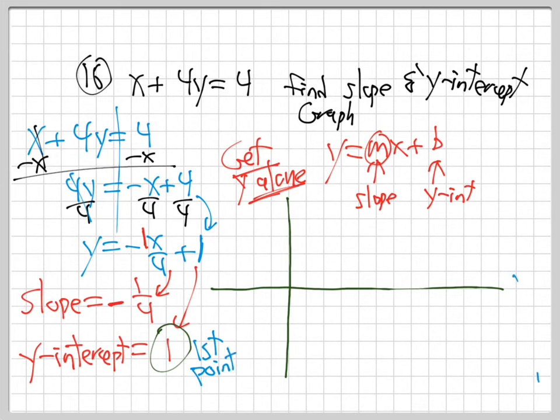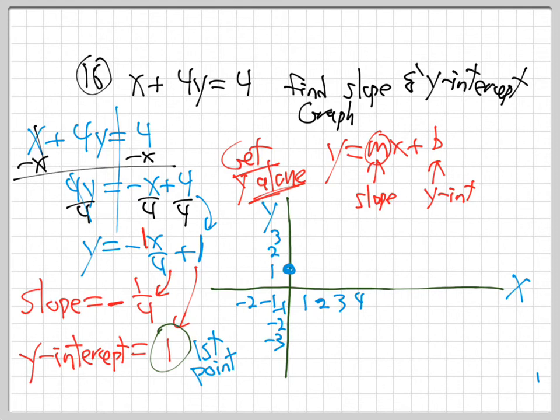Y-intercept 1. Remember, this is the x-axis and the y-axis. So y-intercept 1, that's right there, isn't it? Up 1, you know, it's like that. This is 1, 2, 3, 4, negative 1, negative 2, negative 3, etc. So just the y-intercept of up 1, positive 1.